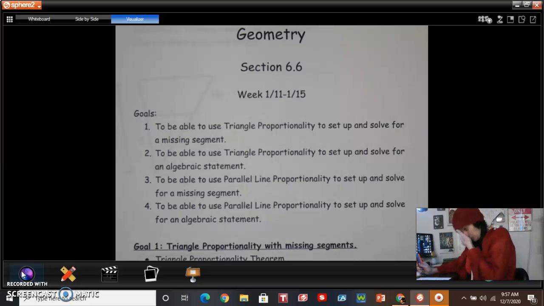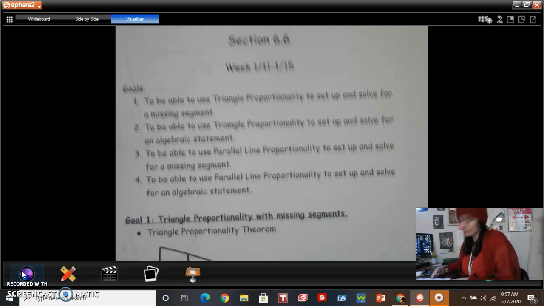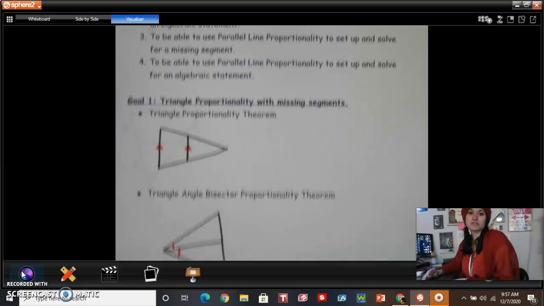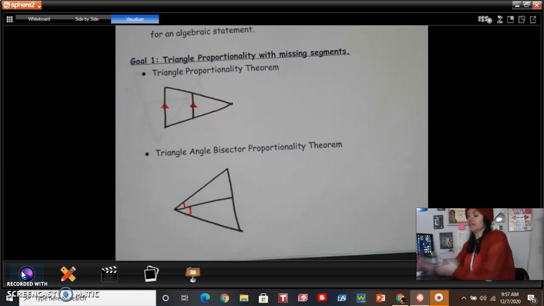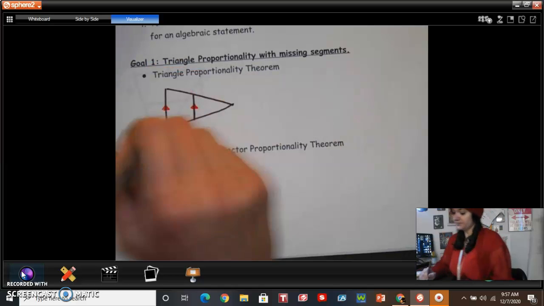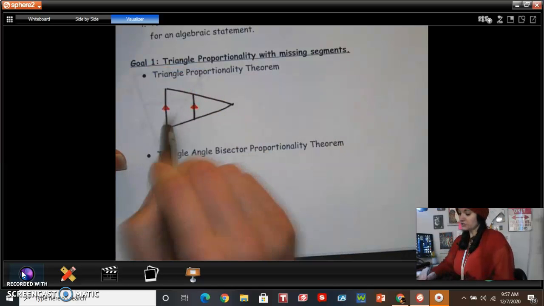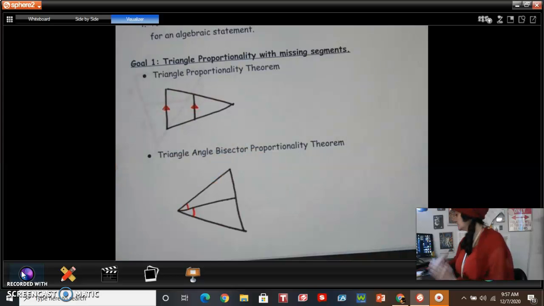So when it comes to triangle proportionality, there are 2 theorems that we're going to be talking about. So this is goal 1. Our first theorem is the triangle proportionality theorem. All right, so if you notice we have a triangle here, and within this triangle we have 2 segments that are congruent. So what this is doing is that it's breaking the triangle into proportional parts.